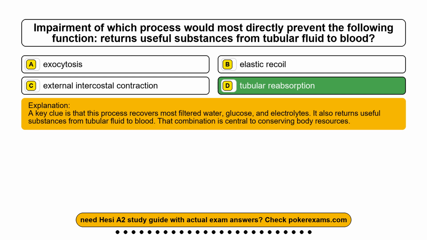A key clue is that this process recovers most filtered water, glucose, and electrolytes. It also returns useful substances from tubular fluid to blood. That combination is central to conserving body resources.